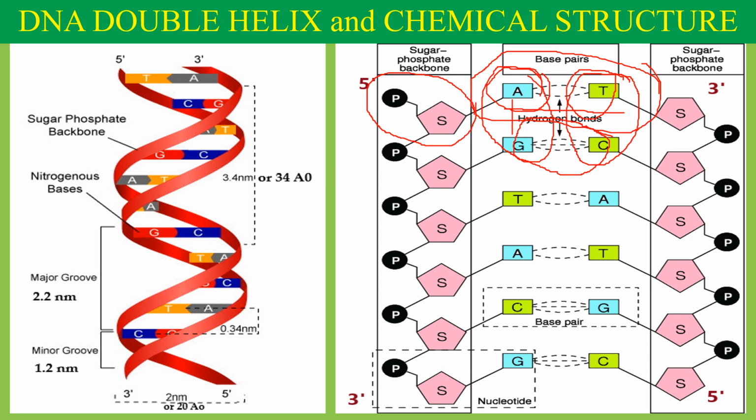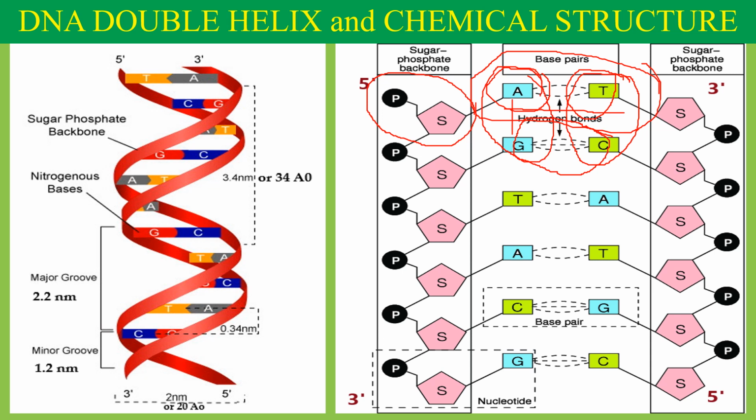Adenine pairs with thymine, vice versa. Guanine pairs with cytosine, vice versa. The next point is why the DNA strands run antiparallel. One chain runs from 5' to 3' and the other chain runs from 3' to 5'.